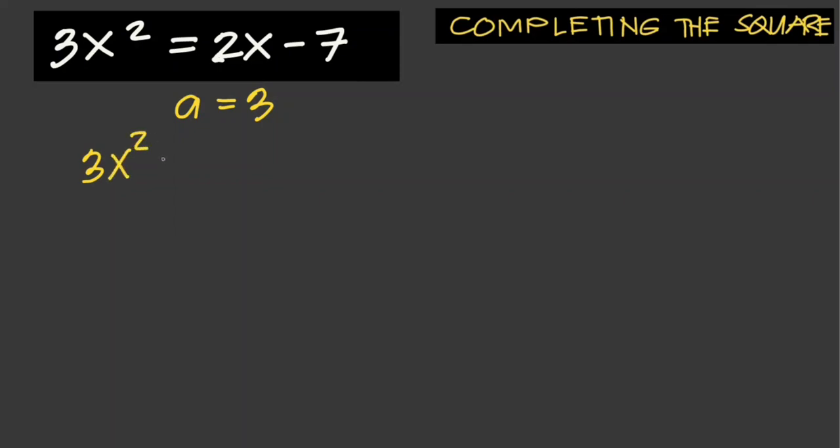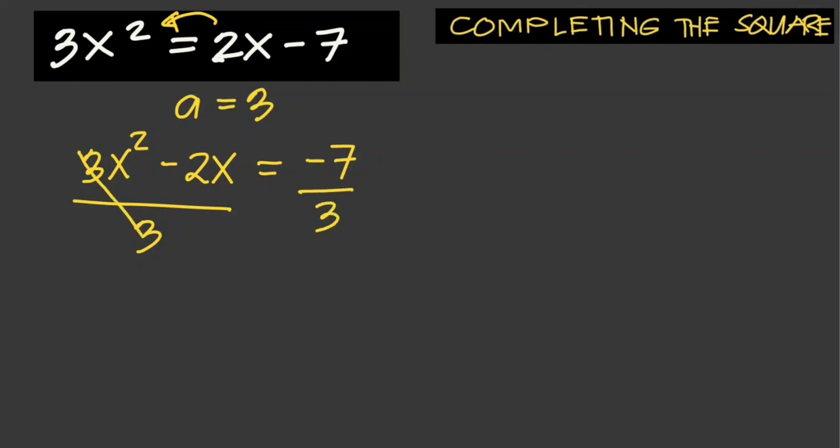So this would become 3x squared minus 2x, because we move 2x to the left, it will become negative, equals negative 7. Then we divide both sides by the coefficient of a, which is 3. This cancels out, so this would be x squared minus 2/3 x equals negative 7 over 3.